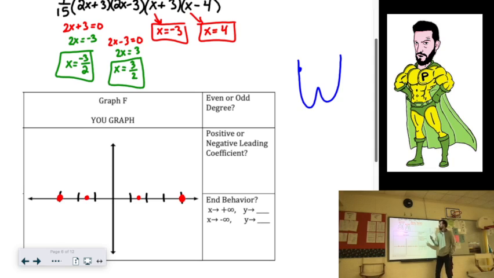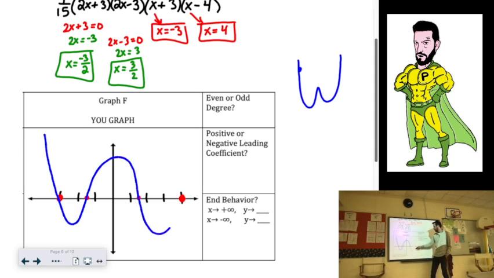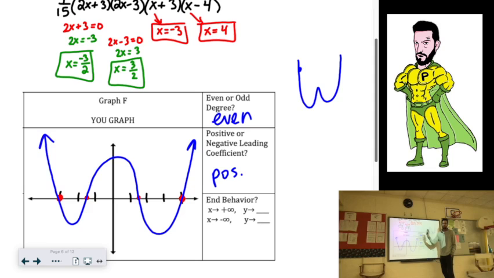They all have a multiplicity of 1. So it starts up high. It's going to cruise down through negative 3, up through negative 1.5, back down through 1.5, and back up through 4. So this is an even polynomial with a positive lead coefficient, and whichever direction you go, the y's are going towards positive infinity for the end behavior.